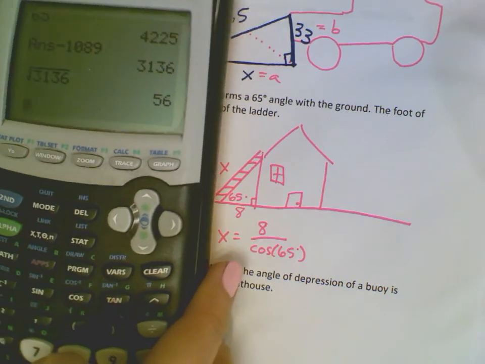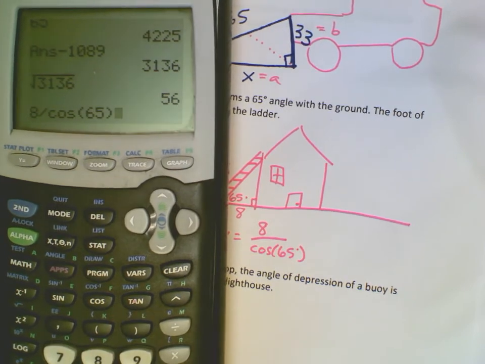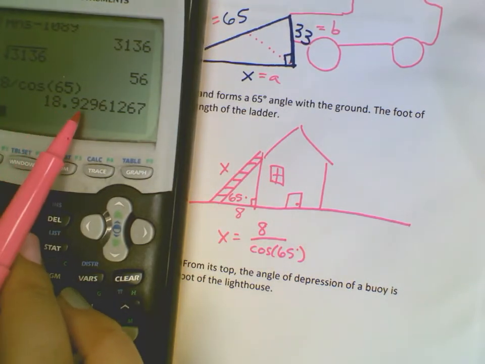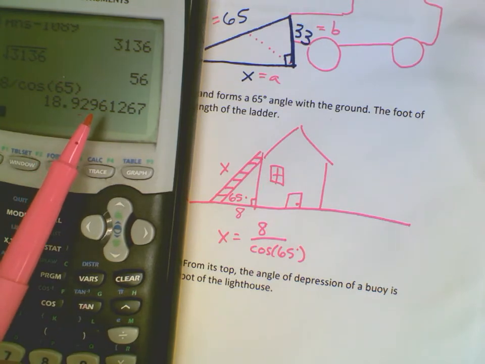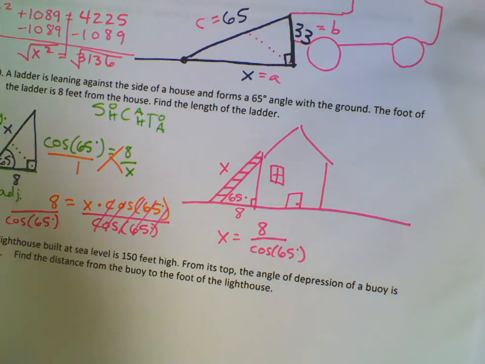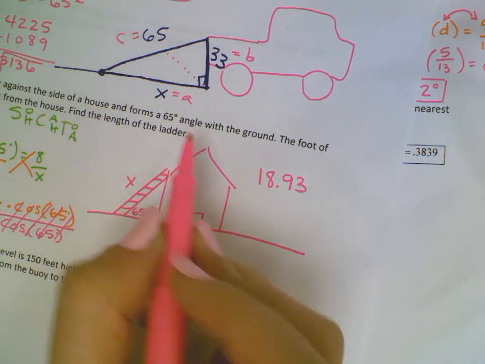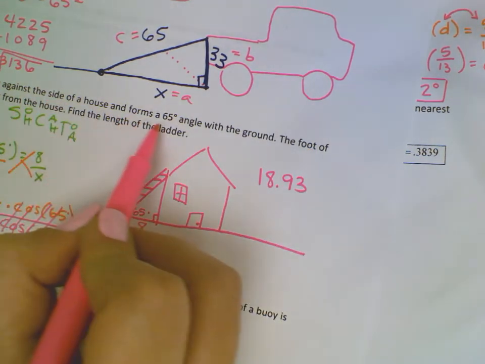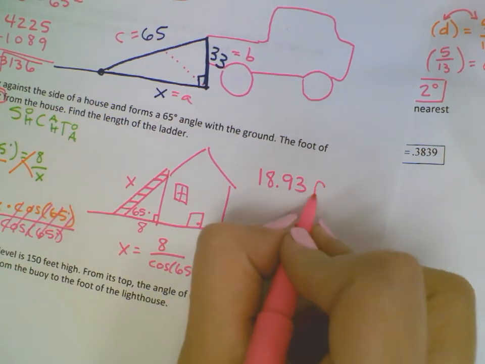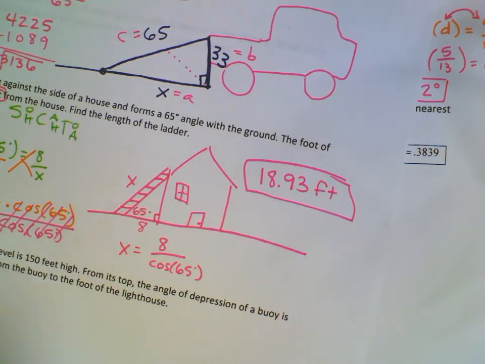Then all I need to do is plug that in. 8 divided by cosine of 65 gives me 18.93-ish. That 2, if I look over, is beside a 9 on the right. That 9 is going to bump this 2 up to a 3. So 18.93. And again, it tells me that I'm dealing with feet. I believe, yes, 8 feet. So there we go. And again, that's going to represent the height or the length of the ladder.